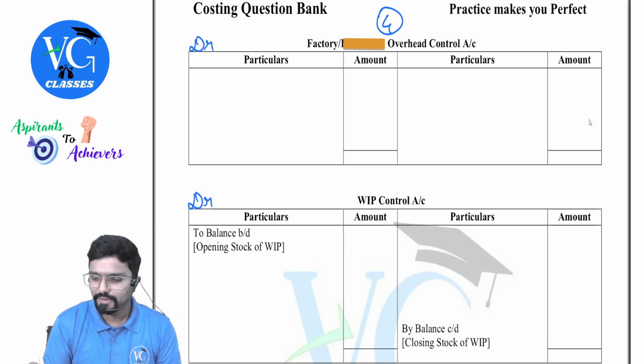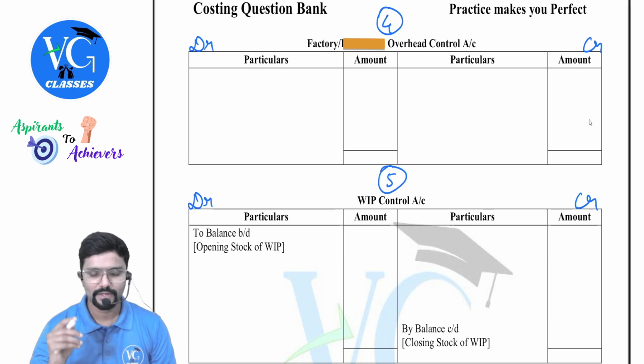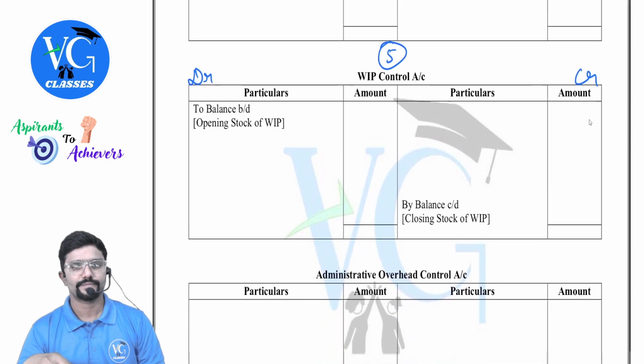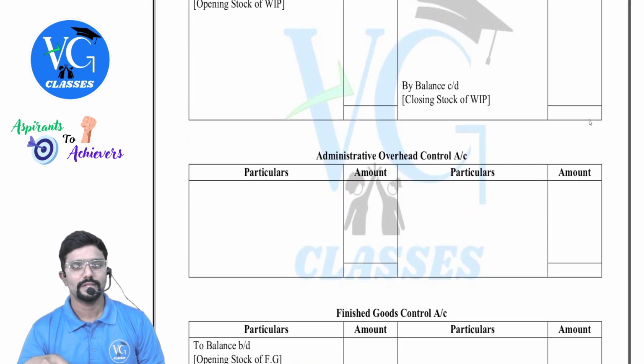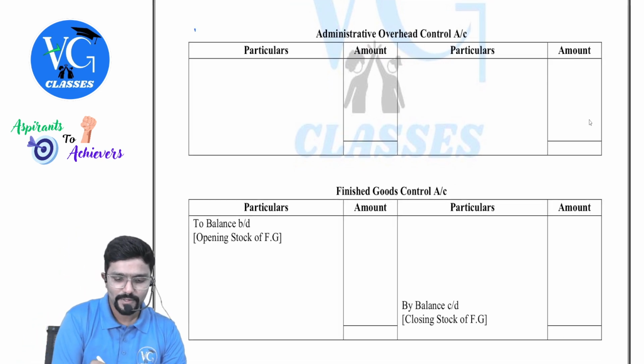Next is the WIP control account. WIP control account is the fifth account for us. Next is administrative overhead control, finished goods control.